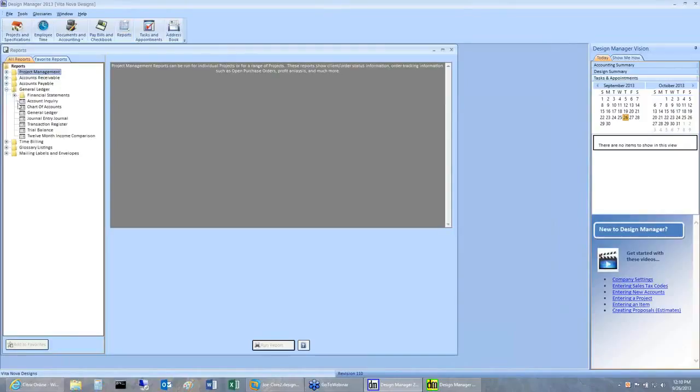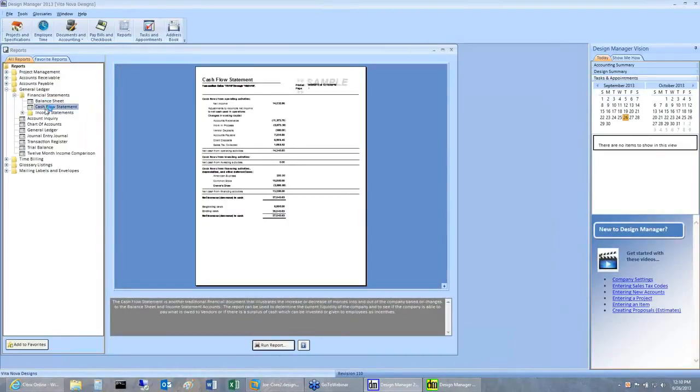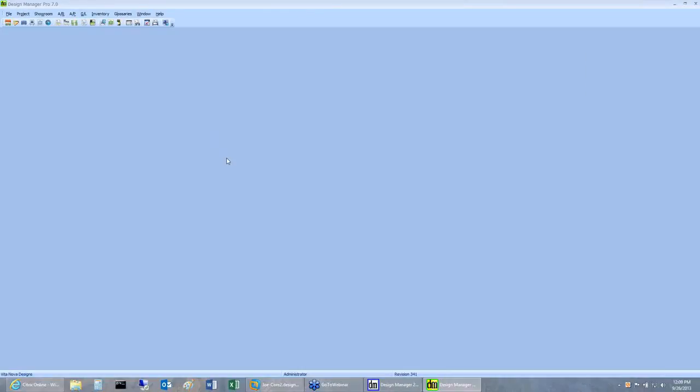If I click on Reports, I would go under General Ledger, Financial Statements, and then I have my balance sheet and my cash flow statement, sometimes called the Statement of Cash Flows as well. Work in process is similar to having inventory, but it's things that you just bought that are waiting to be installed at the project site. So it's held there until you invoice the client. And when you invoice the client, the invoice actually triggers moving it from work in process into your cost of goods sold.